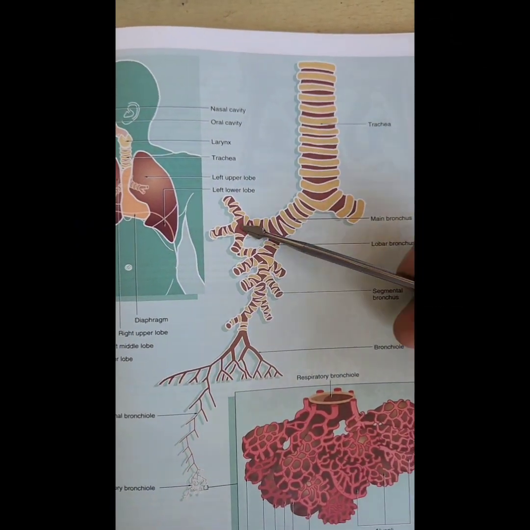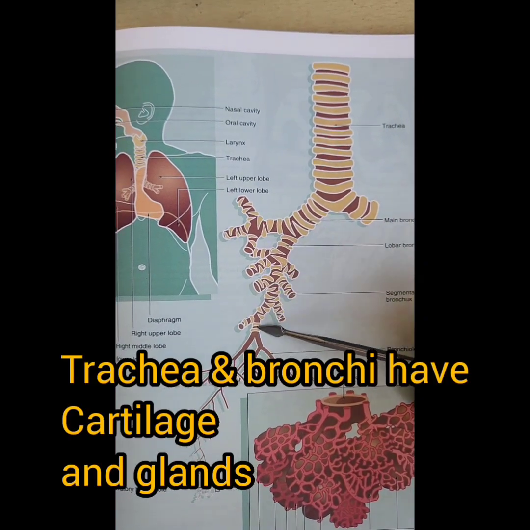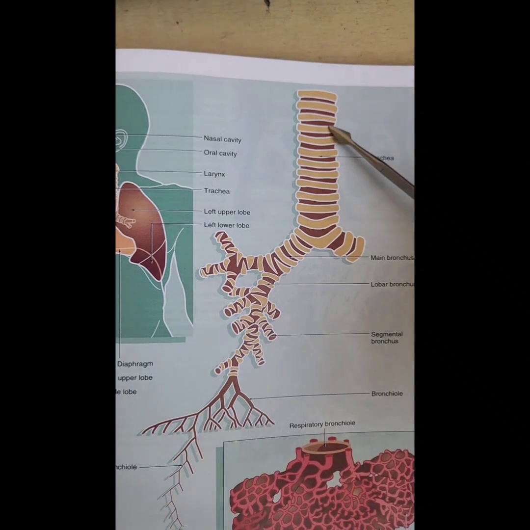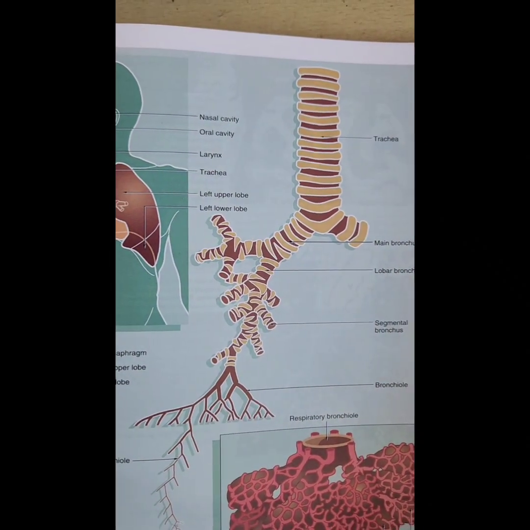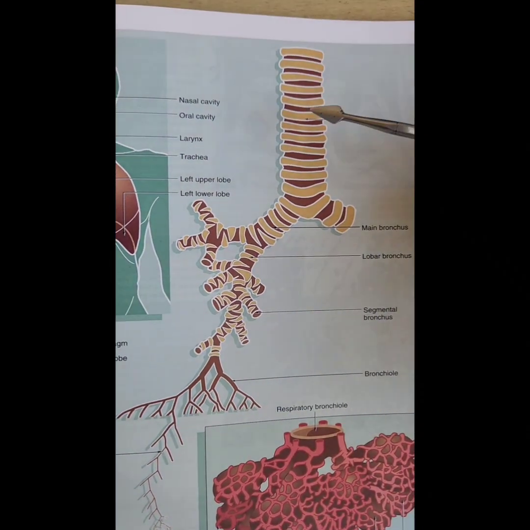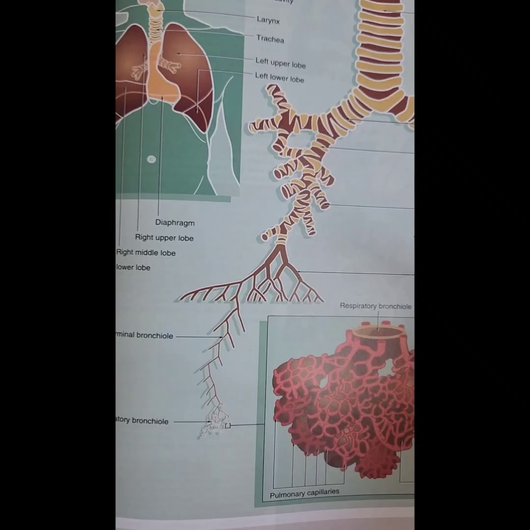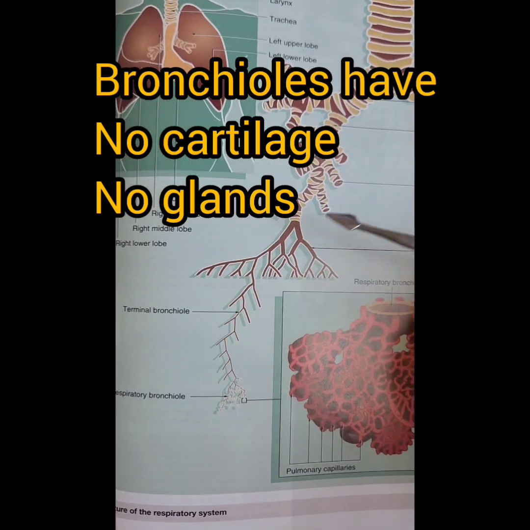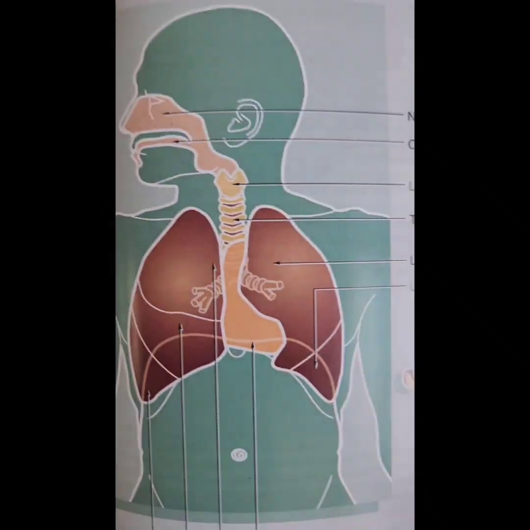The trachea and bronchi have cartilaginous structures in their wall to prevent collapse. In the upper part of this tree, it also has some secretory glands and pseudostratified ciliated columnar epithelium to trap the dust particles. Lower down, in the bronchioles, there are no cartilages and no glands.